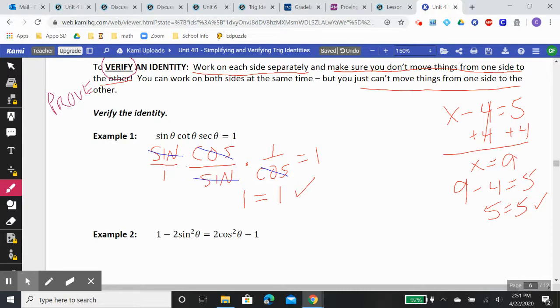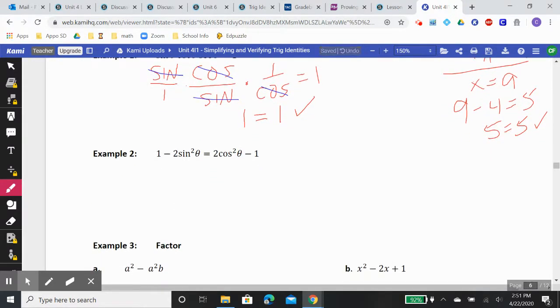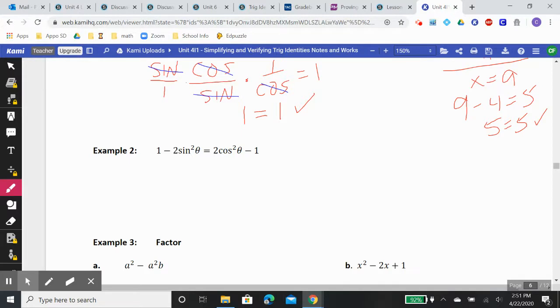The same thing with identities. Okay, we're making the left side equal the right side. Okay, that one's an easy one to start off with. The second one, a little bit more challenging, because when I look at this one, to me, the left side and the right side are about the same. So this one, it really doesn't matter what side you pick.